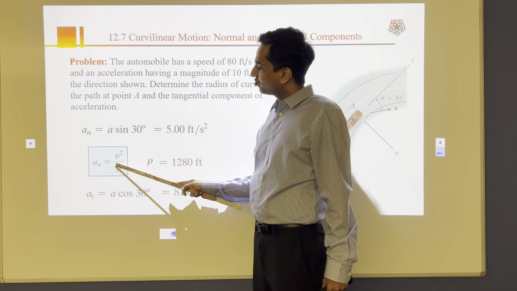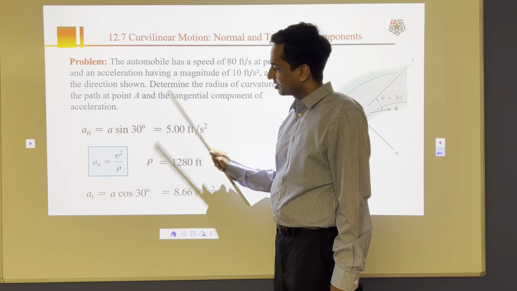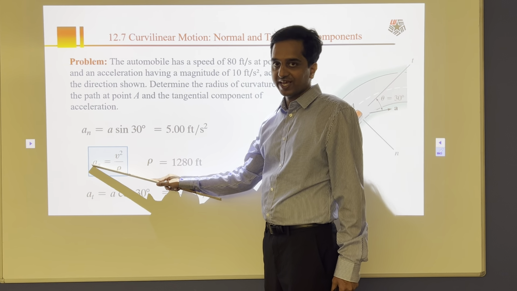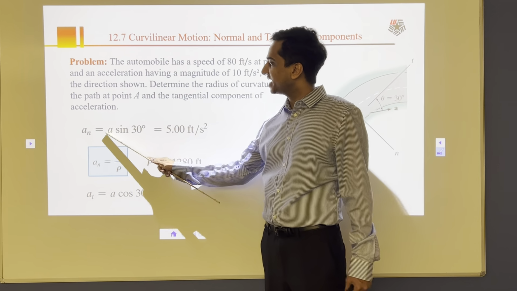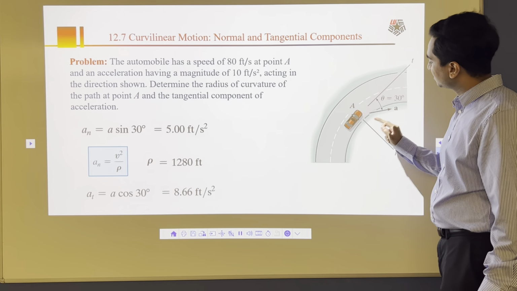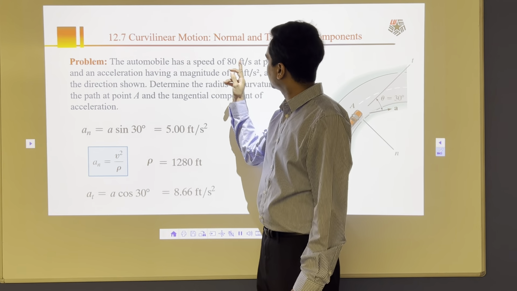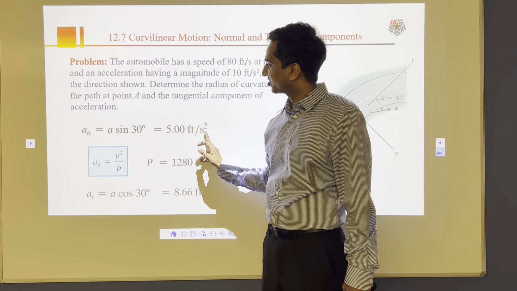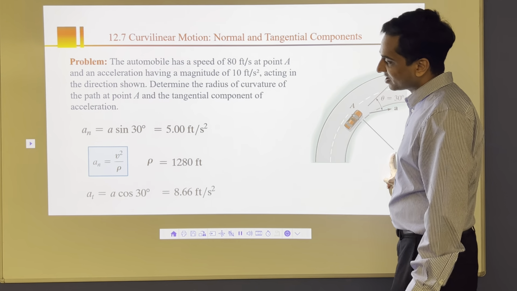So first, to find the radius, we are going to use this formula, an equals v square by rho. We have velocity 80. We have to find the radius, and in order to do that, we have to find what is an. Based on the geometry, an is equal to a sine 30, or a cos 60. If this angle is 60, then a cos 60, and this angle is a sine 30. So a sine 30, where a is the acceleration 10, so 10 sine 30 will be 5 feet per second square. That's the value for an.